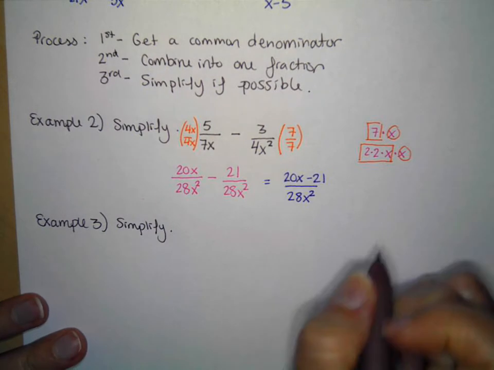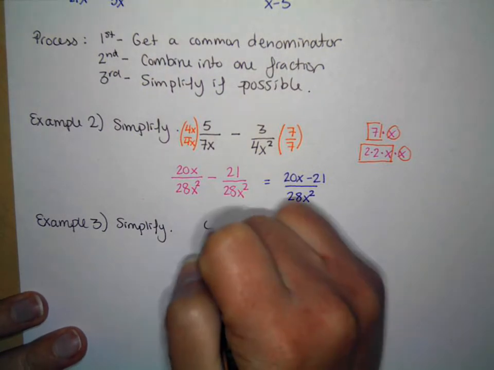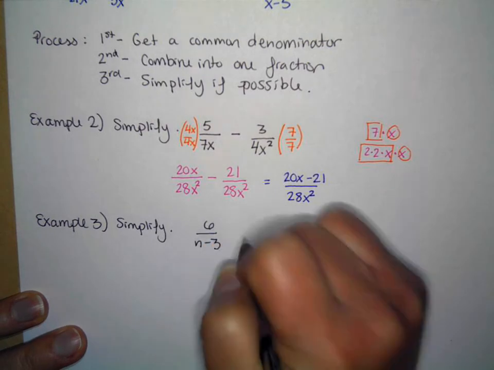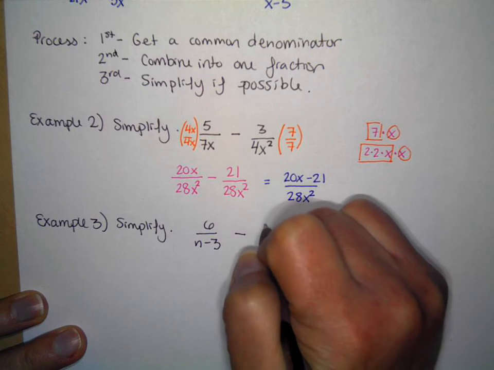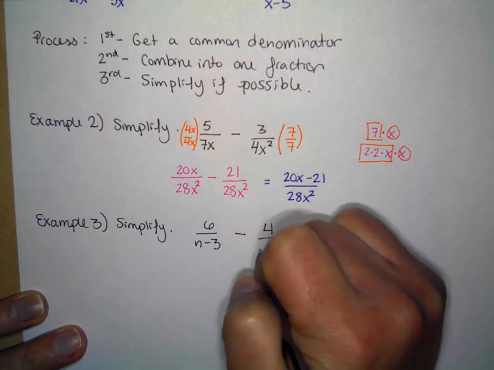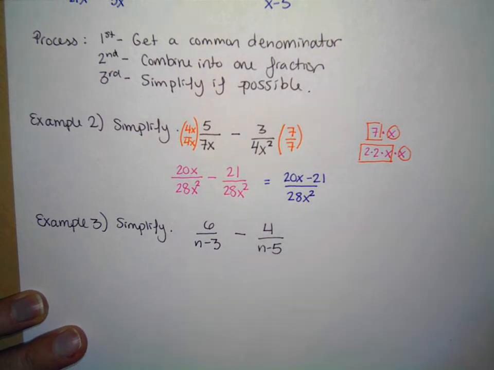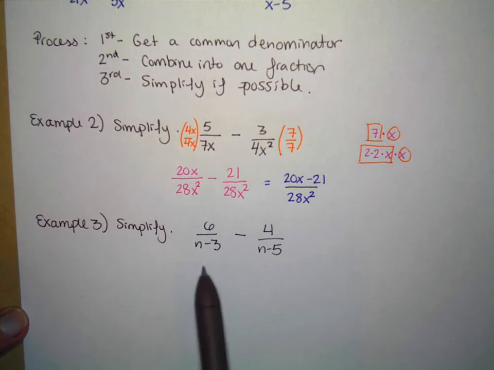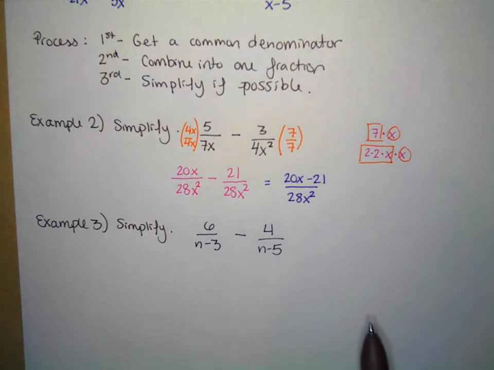So we're going to simplify 6 over n minus 3 minus 4 over n minus 5. So this one's a little bit different. We're still subtracting, but notice our denominators are no longer monomials. They're not a single term. In fact, these are binomials, 2 terms that happen to be separated with, in this case, subtraction symbols.